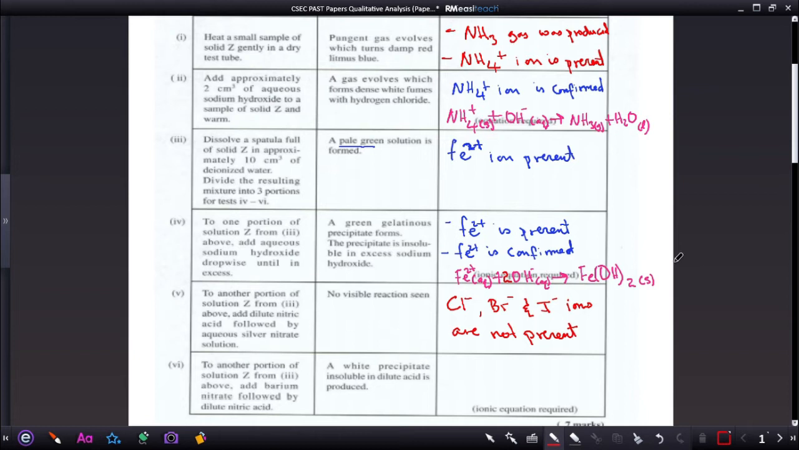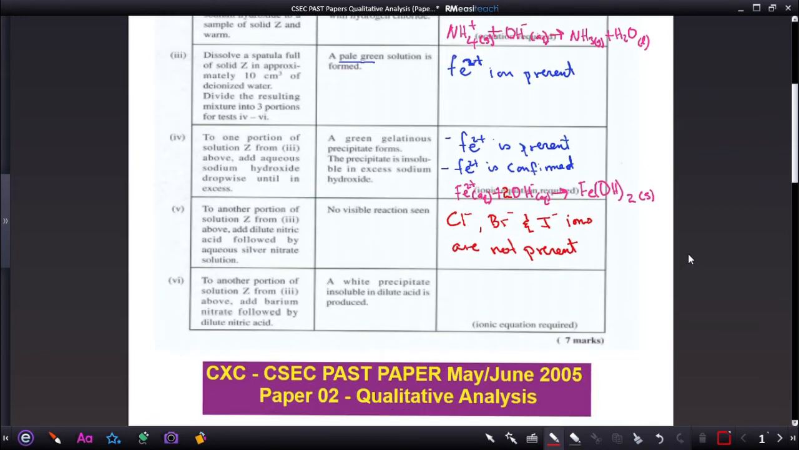Okay, all right, the next part says, to another portion of solution Z from 3 above, add barium nitrate followed by dilute nitric acid. Barium nitrate, and then our observation is that a white PPT forms, insoluble in dilute acid. That white PPT is due to the sulfate ion being present. So it is the sulfate ion being present.